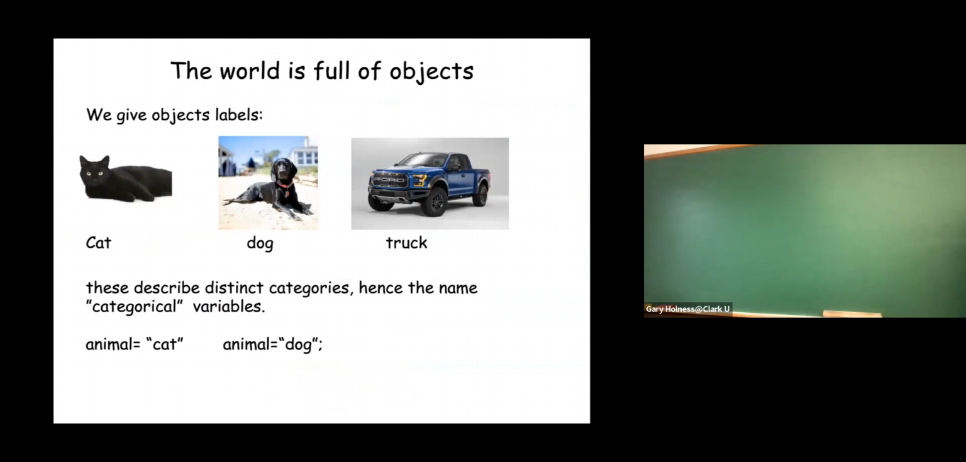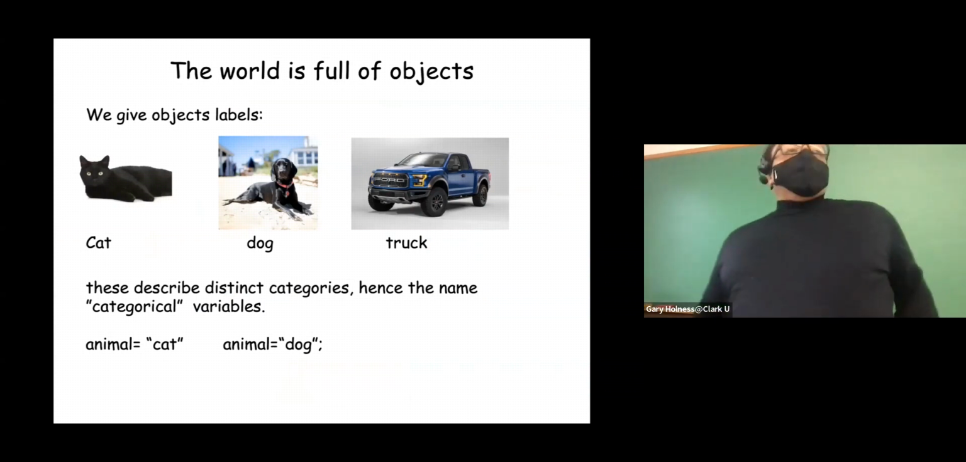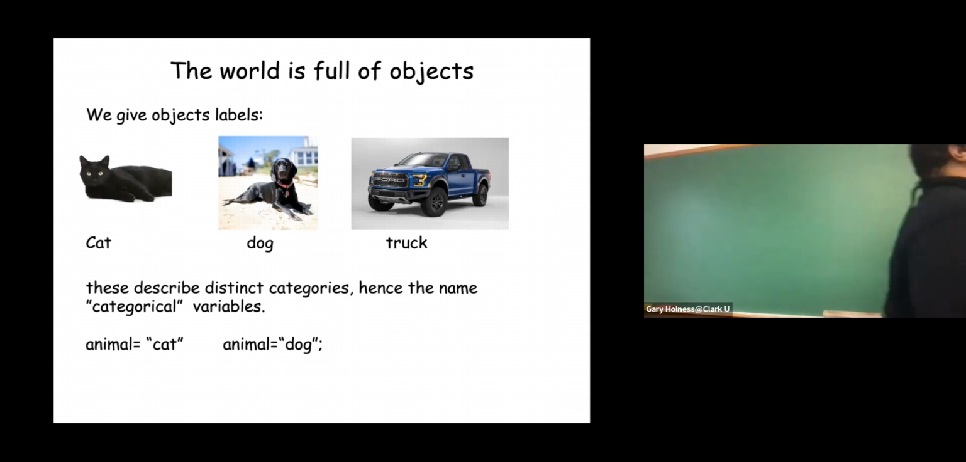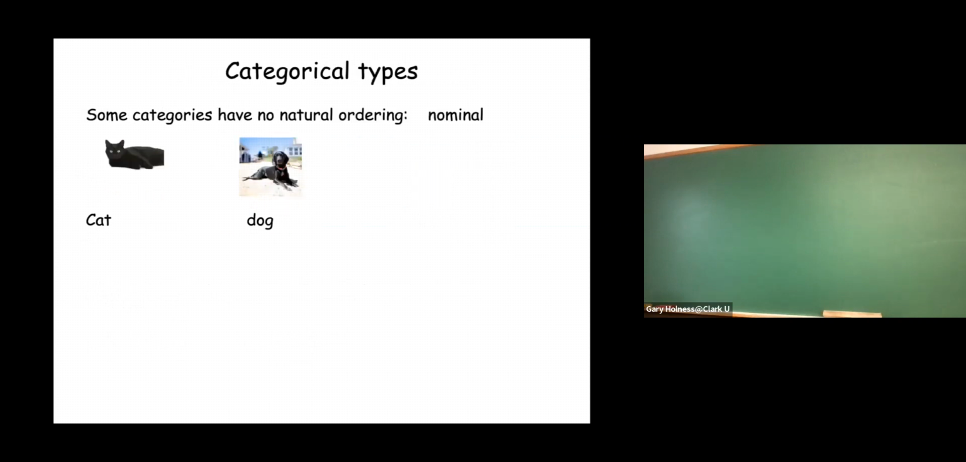And so one data type, so-called categorical data type, refers to general objects. And so in the world, objects have labels like cat, dog, truck. And the things that we label is associated with the appearance of these objects, as well as the behavior of these objects. So there's a semantics associated with these labels. And these labels describe distinct categories, hence the name categorical variable. And so in a data set, we might say animal equals cat or animal equals dog, okay?